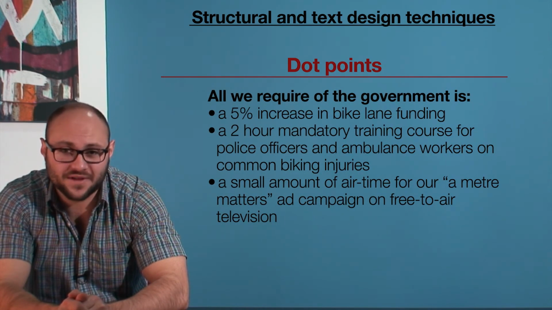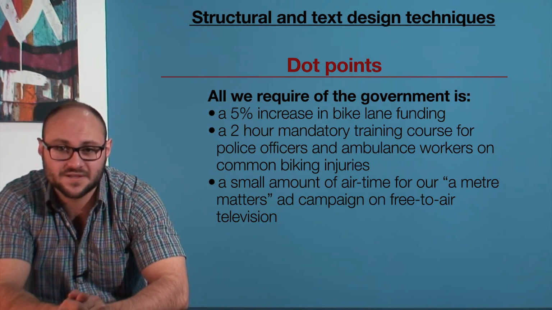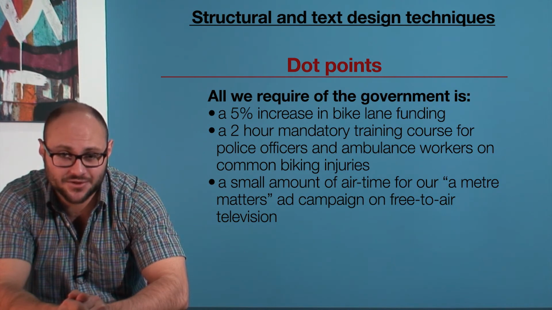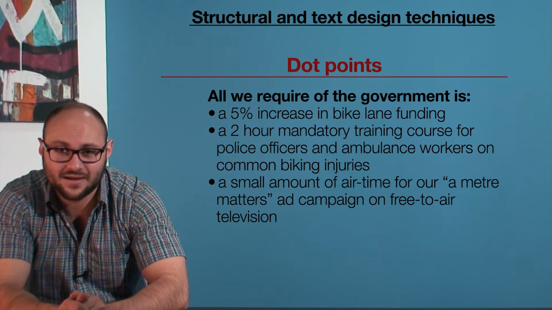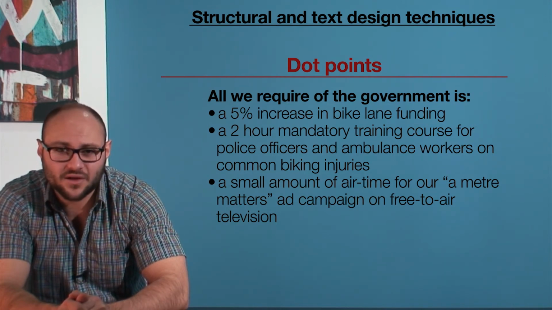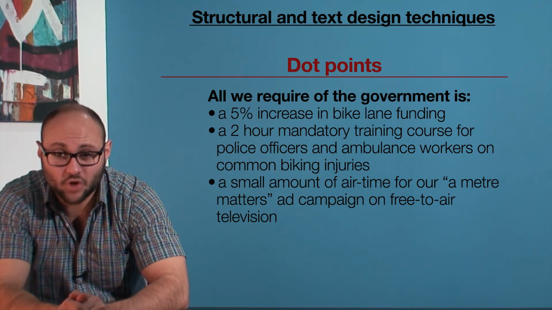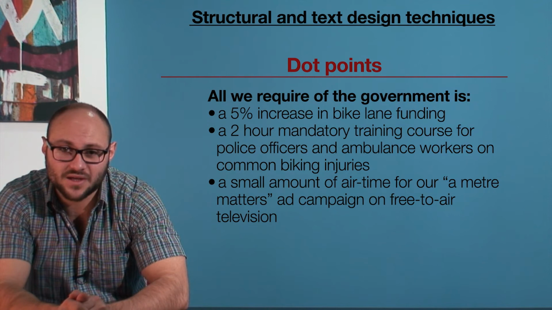All we require of the government is a 5% increase in bike lane funding, a 2-hour mandatory training course for police officers and ambulance workers on common biking injuries, a small amount of airtime for our A Meter Matters ad campaign on free-to-air television. By using dot points, I've made my request seem very simple and therefore reasonable. The dot points make the goals seem clear and achievable, almost like a checklist. These two examples show how dot points can be used to make an argument seem more logical, more thought out, or clearer.